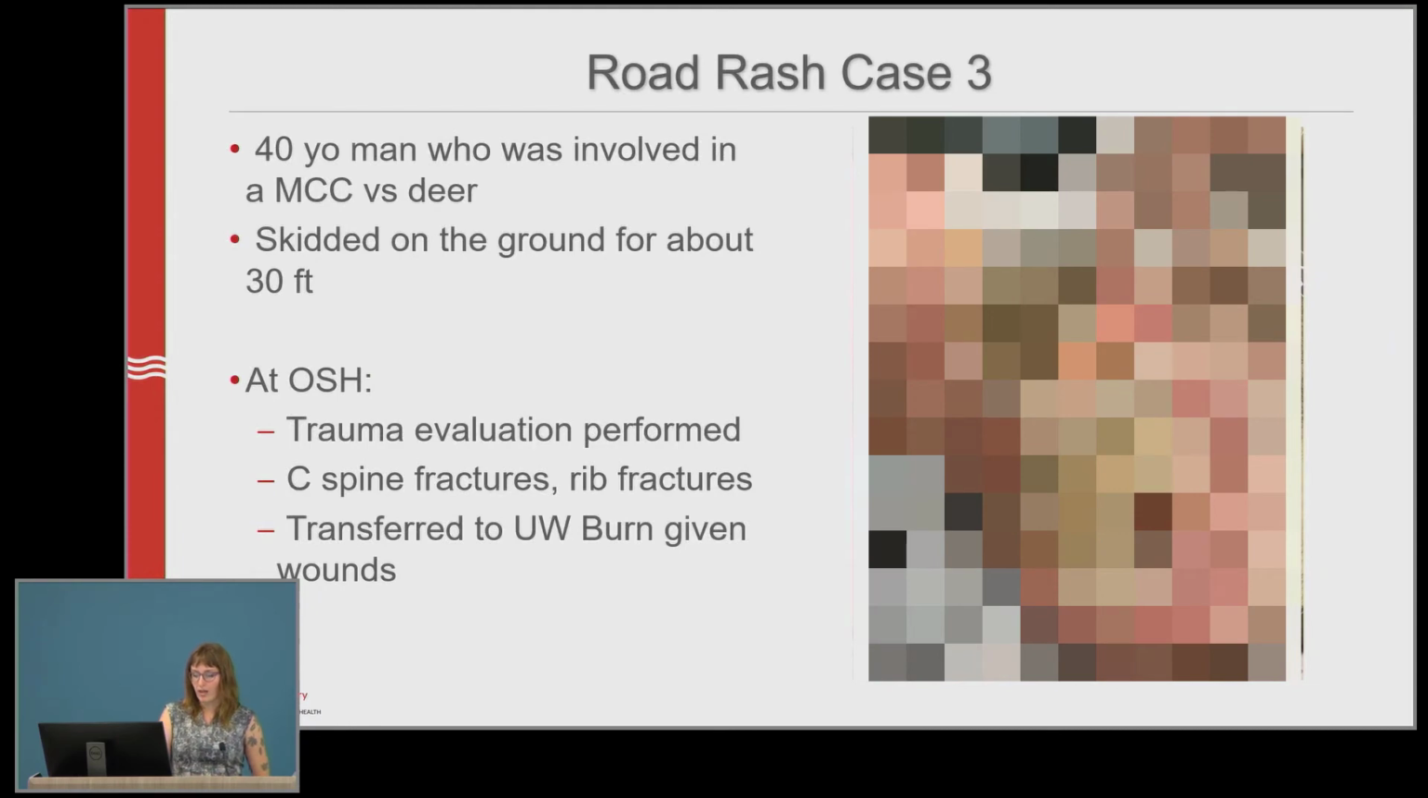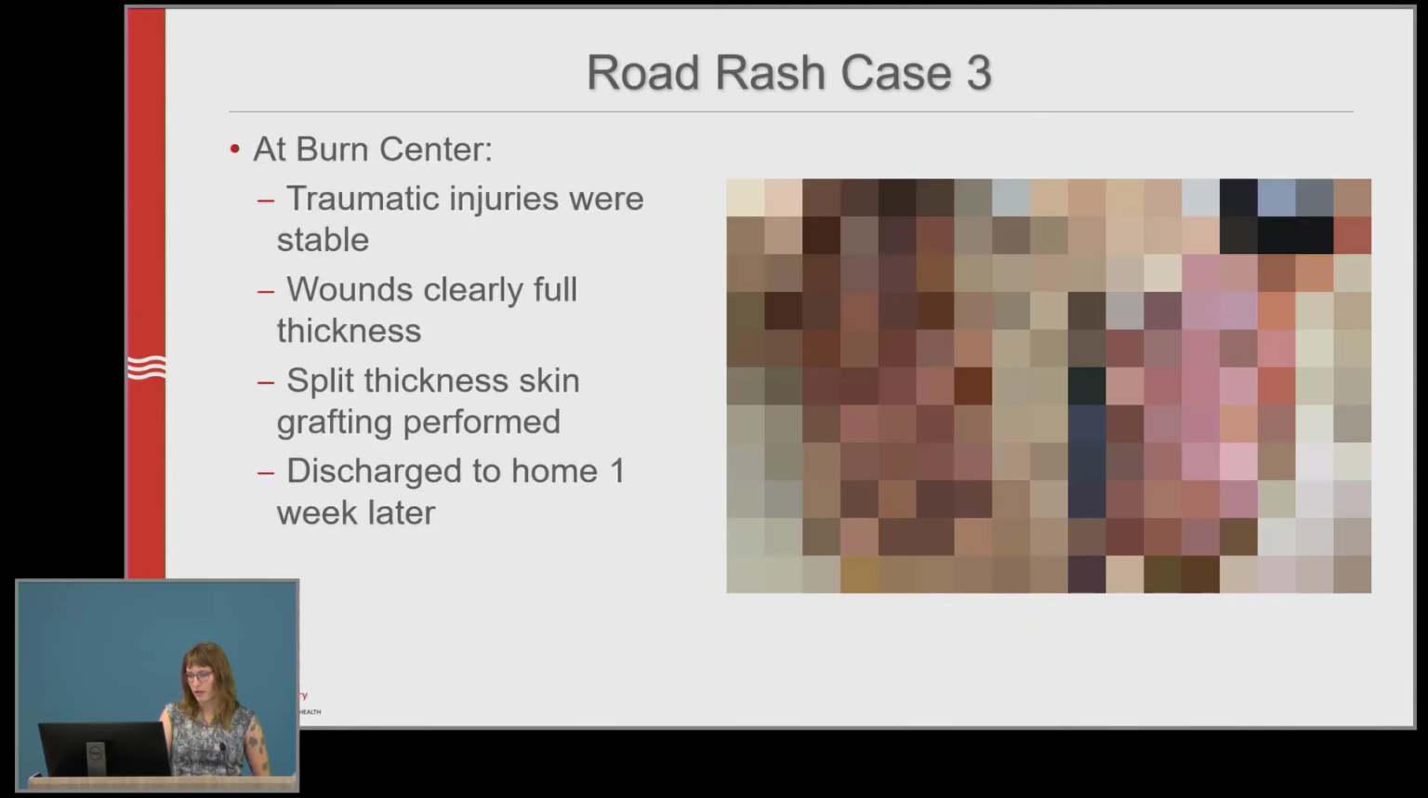He had a trauma evaluation at the outside hospital. They found C-spine fractures and rib fractures, and he was transferred to our burn unit for management of mostly his burn injury. We found that this was definitely full thickness and was not going to heal on its own. And once his traumatic injuries were stabilized, we took him to the operating room and did a split thickness skin graft. He was able to recover pretty well from that and was discharged about a week later. This is him as an outpatient, still healing in the edges of that graft, but otherwise doing very well.